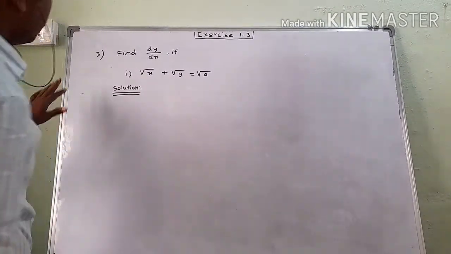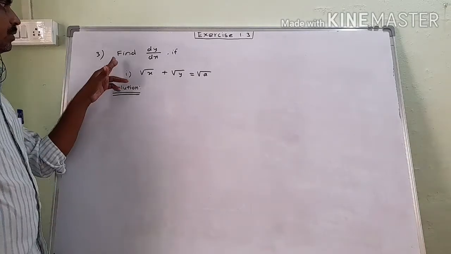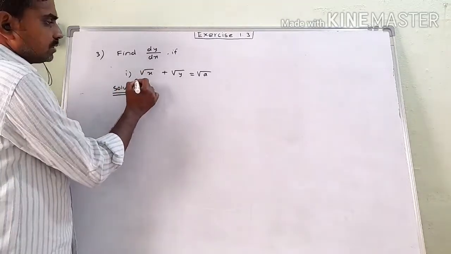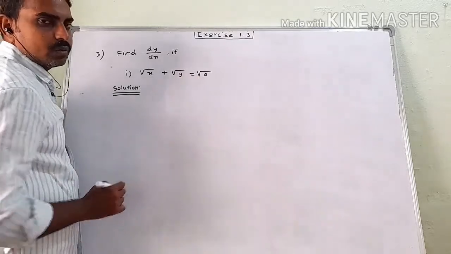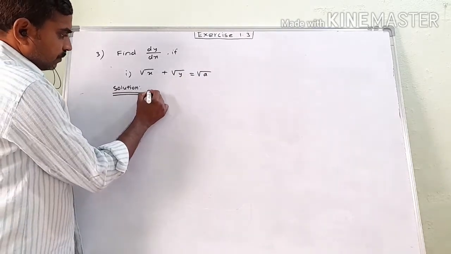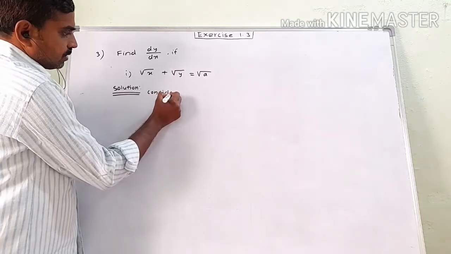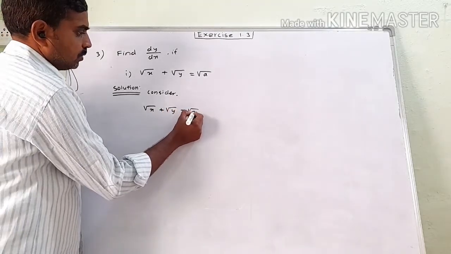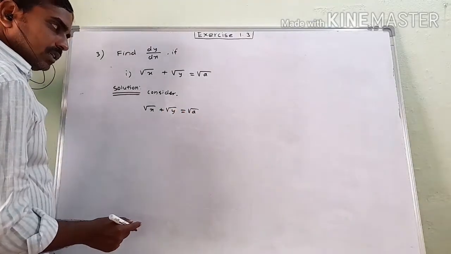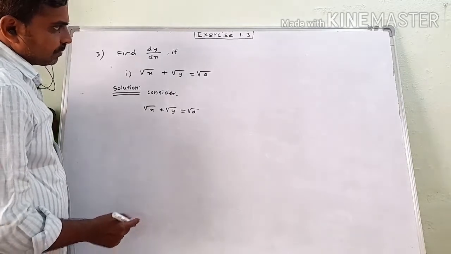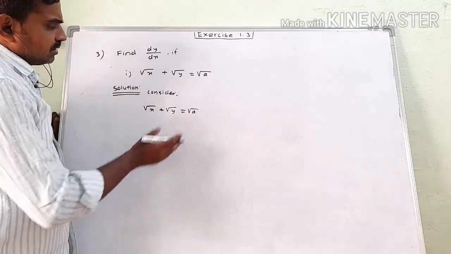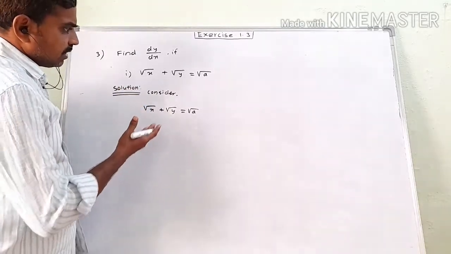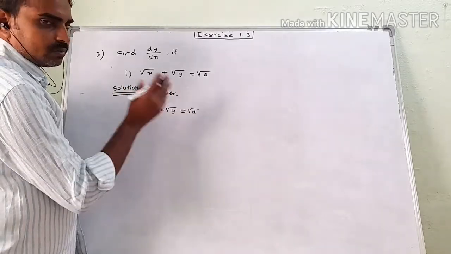Now with third type, we have to find dy by dx, and here the given equation is root x plus root y equal to root a. We will consider the given equation as it is. All examples in this type are implicit functions. Some implicit functions can be solved by the procedure of explicit function as well as the procedure of implicit function.